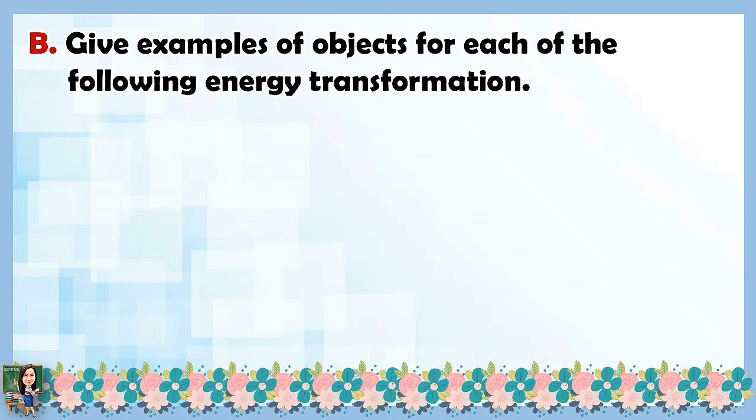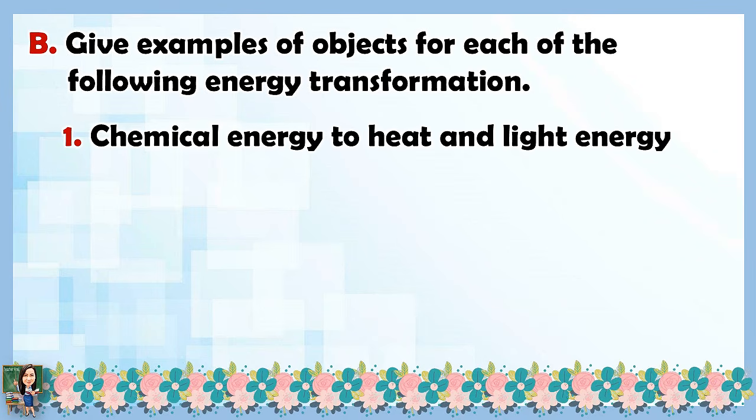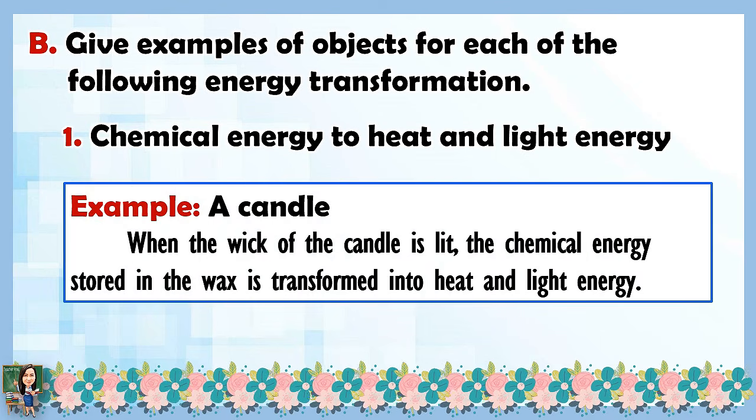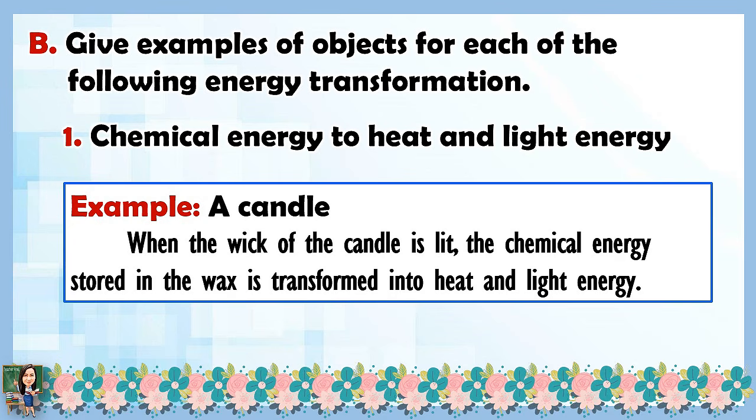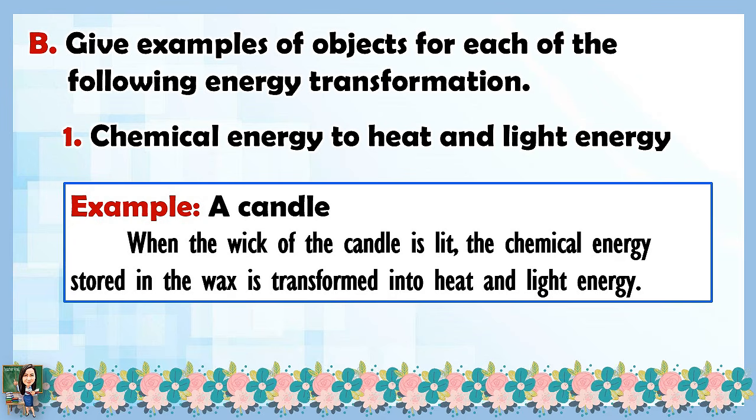And for activity letter B, give examples of objects for each of the following energy transformations. Number 1, chemical energy to heat and light energy. And here is my example answer. Example, a candle. When the wick of the candle is lit, the chemical energy stored in the wax is transformed into heat and light energy.